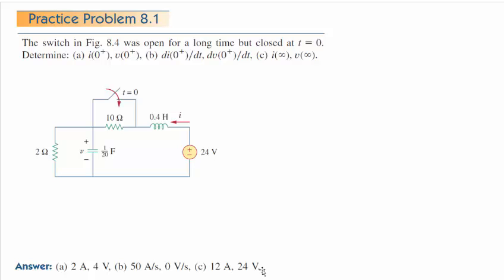So let's see, the switch was open for a long time, but now it's closed at t equals 0. When the switch is open for a long time, what's happened in the circuit? If it's been a long time, this inductor is a short, and this capacitor is an open. So at t equals 0 minus, which means you've been in this configuration for a long time, you now have a circuit that looks like this.